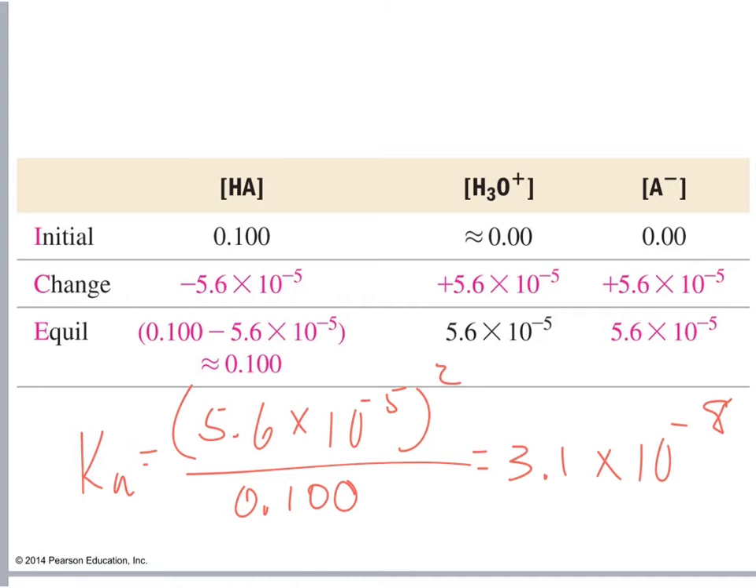You can make this approximation because 5.6 times 10 to the minus fifth is so small that even if you plug that in and subtract it from 0.1, you're going to get a rounded number that is 0.1, 0.100 actually, right? And so just plug that one in as the concentration of HA, and then these are the concentrations for H3O plus and A minus, and you get 3.1 times 10 to the minus eighth.